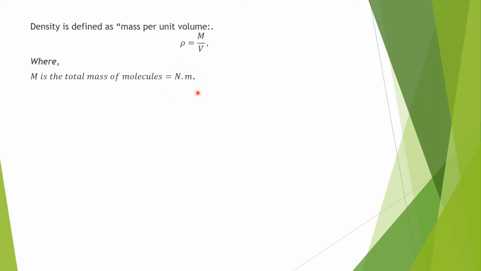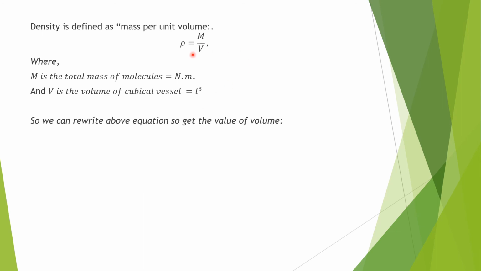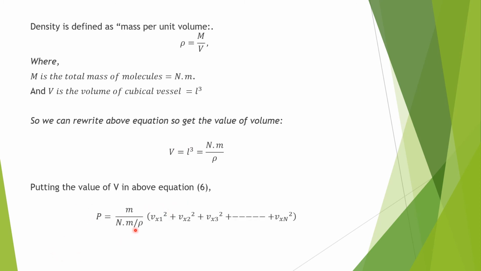So the total mass of the molecules will be N into small m, and the volume of a cubic vessel will be L cube. So we find the value of volume from this equation. Volume, L cube, will be equal to N into small m upon rho. We put the value of volume in equation 6. Equation 6 will become pressure equals m divided by N into small m upon rho, into bracket vx1 square plus vx2 square plus vx3 square plus up to the last term.